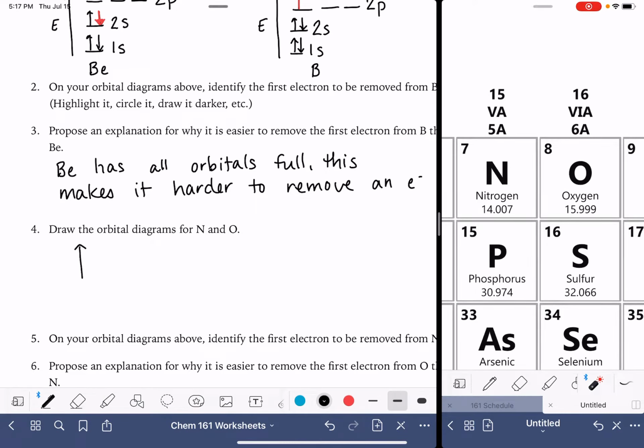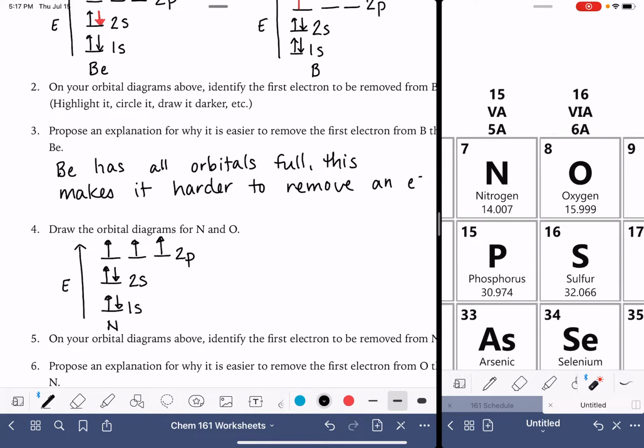So we're going to draw those energy diagrams. Nitrogen will be on the left. We need a 1s, a 2s, and 2p. Nitrogen has 7 electrons, so there's 1, 2, 3, 4, 5, 6, 7.